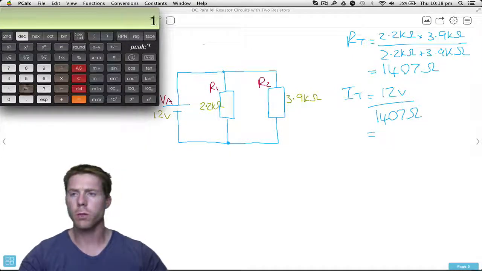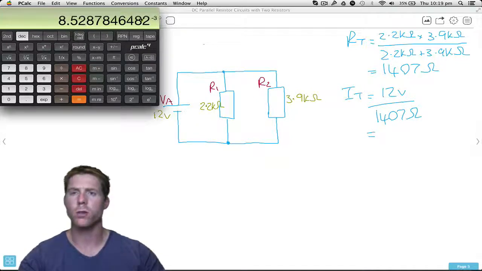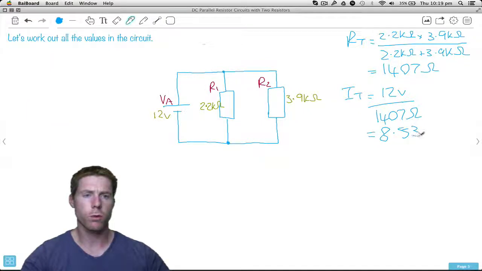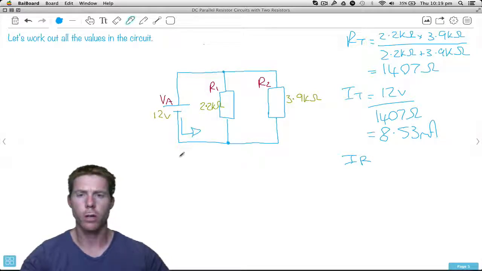The current is going to be 12 volts divided by 1407 ohms, which is, and let's have a look at that with engineering notation, 8.53 milliamps. I mean, that's the total current, 8.53 milliamps, that's how much there is total, but how much of that goes up there, and how much of that goes up there?